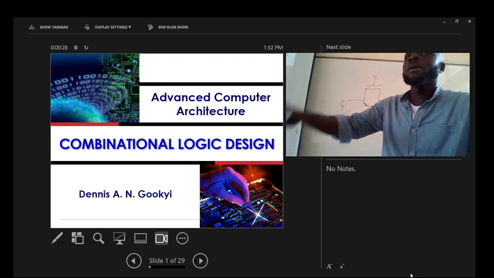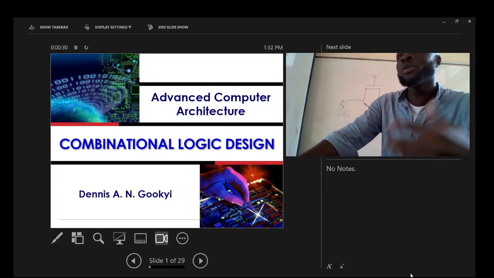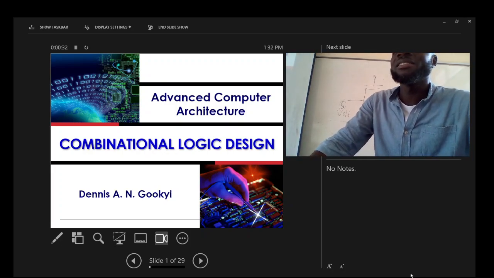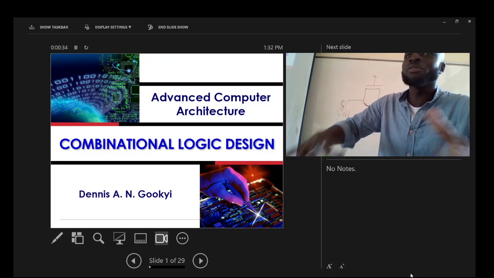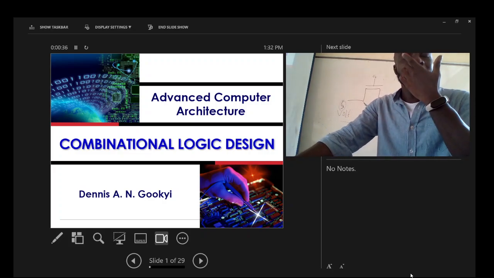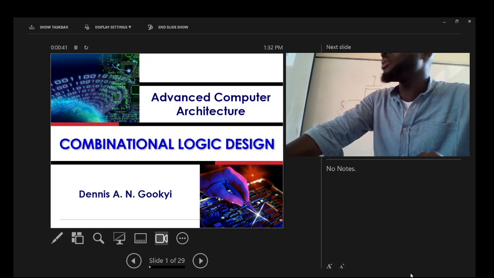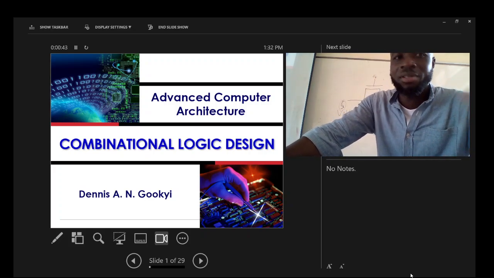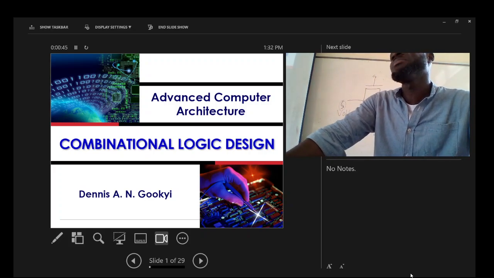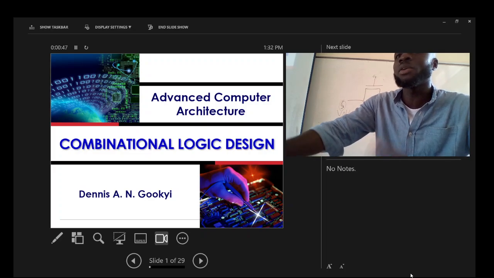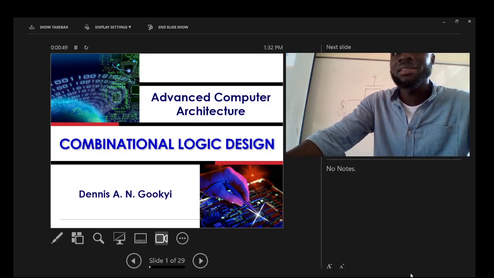Okay, so you have looked at the transistors, right? You have seen how they use the transistors to make logic gates, like the NOT, the inverter, the NAND, and then the AND and stuff like that, right? Now we are going to see how to use those logic gates to construct complex digital systems like the decoders and then the encoders and stuff like that.